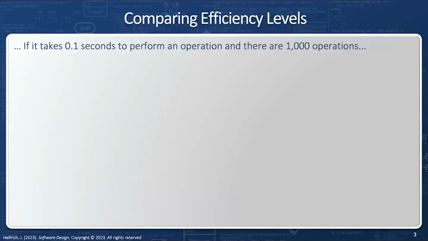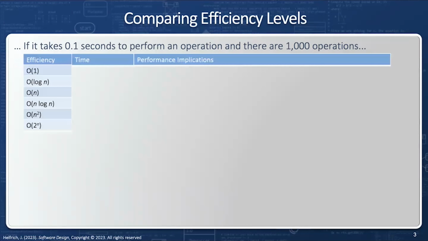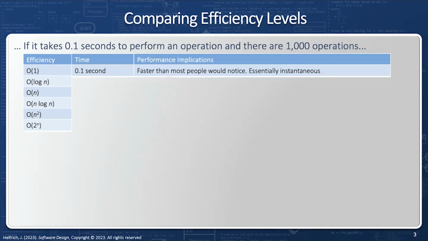A lot of people have difficulty understanding how important algorithmic efficiency is. So let's take a look at an example. Let's say a single operation takes 0.1 second, or a blink of an eye. And there are 1,000 elements in my set. So once again, I'm going to have O(1), log n, and so on. Now, first of all, I'm going to take a look at O(1). That means the total execution time will take 0.1 second, even if there's 1,000 operations, because we only perform the operation exactly once. And this is faster than most people will notice.